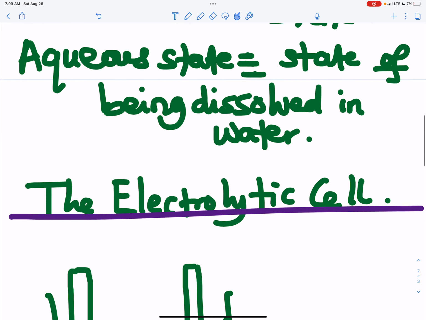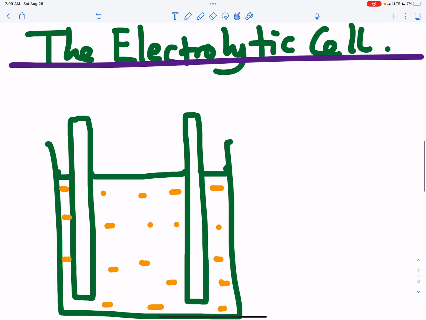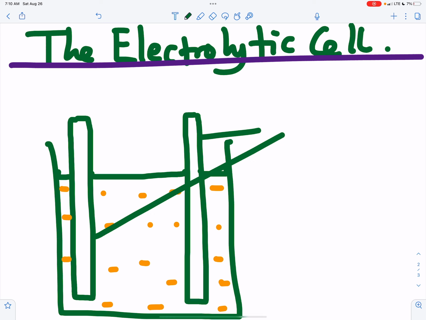So let's go ahead and look at an electrolytic cell. Take for example, you have an electrolytic cell like this with rods dipped into the cell. The two rods are called electrodes. It is the rods that bring electrical energy or conduct electricity from the source of direct current into the solution or the molten state of the electrolyte.